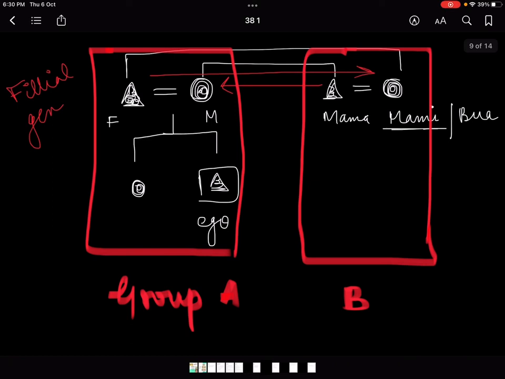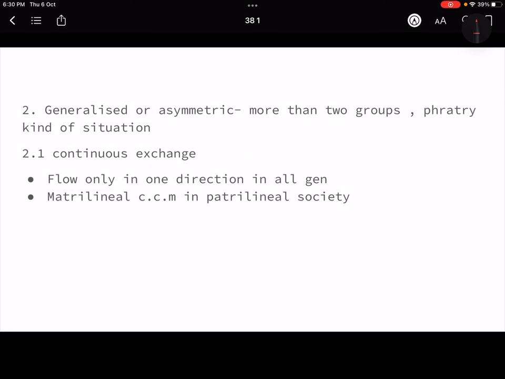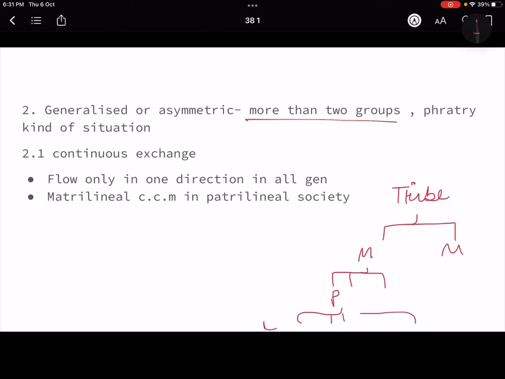wives between each other. So they will give also, wife giver भी होंगे, wife receiver भी होंगे in the same generation, and next generation भी same it will follow. Next is generalized exchange. Now in this there are more than two groups. That means a fratry kind of situation, because tribe आएगी, then tribe के नीचे there will be moieties, then moieties will be divided into fratries, and then the complexity even grows, फिर lineages आ जाएंगे, फिर clans आ जाएंगे, like that. So in the complex kind of grouping, generalized or asymmetric exchanges follow.